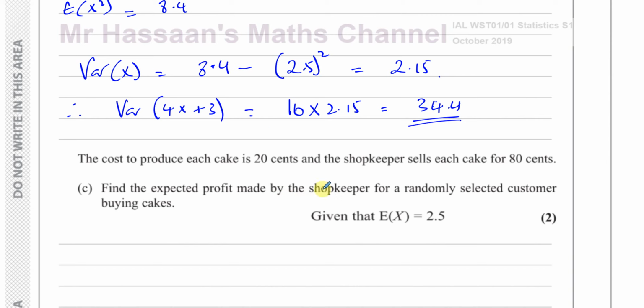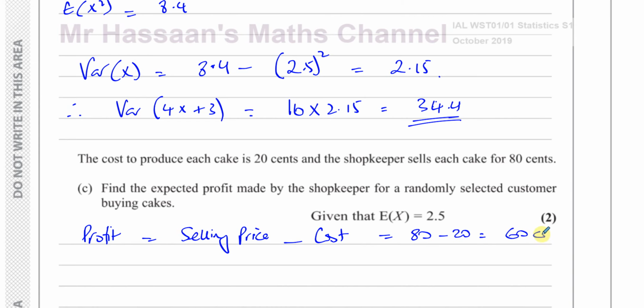So this is the expected number of cakes sold. And this is the cost of producing each of those cakes. And this is how much they sell them for. So the profit per cake is going to be the selling price, take away the cost, which is 80 minus 20, which is 60 cents.